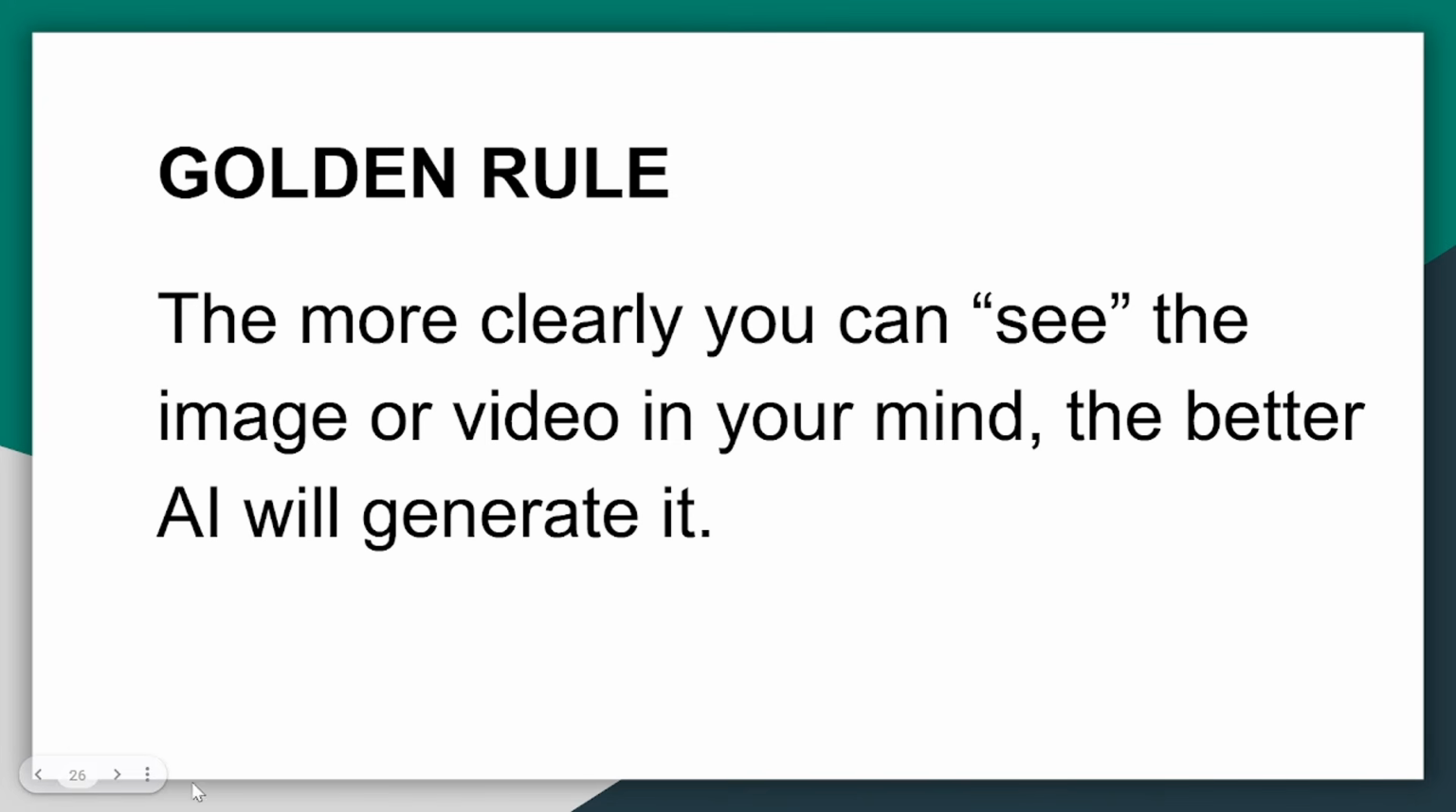Now the golden rule of AI prompting for image and video generation is that the more clearly you can see it in your mind, the more realistic the video becomes. The more you describe, the more you can see what you want to create. Remember, AI does not see, it only obeys your instructions. So the more you describe what you want, the better results it gives you.